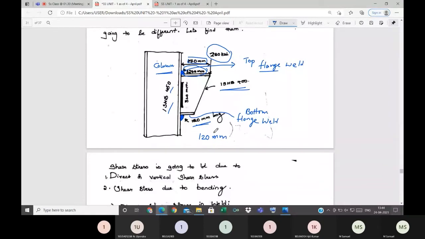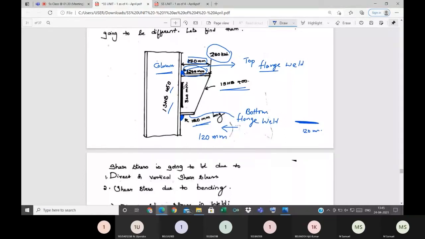So if you wanted to see the length of the weld, you have to go by 90 degrees, right? You have to rotate the member by 90 degrees. Then you can see flange weld here, 120 mm in this direction. Okay. So, at top and bottom also, length of the weld is 120 mm.